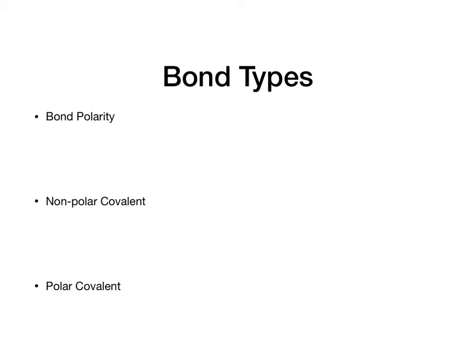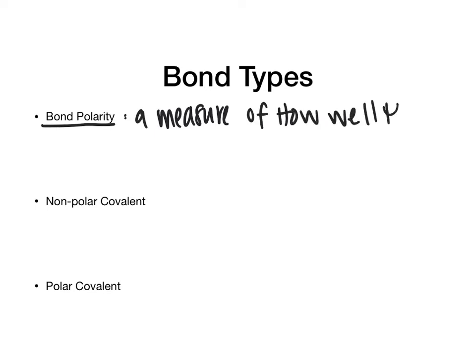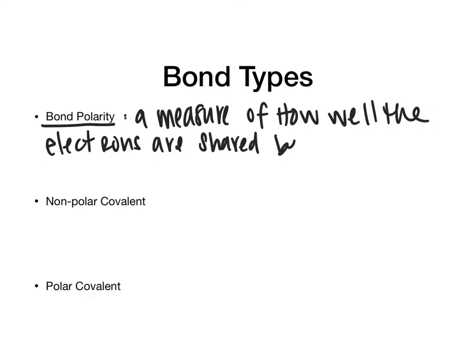What does this mean? Bond polarity is a measure of how well the electrons are shared between two elements. So we can measure that as elements that share well or elements that do not share at all.